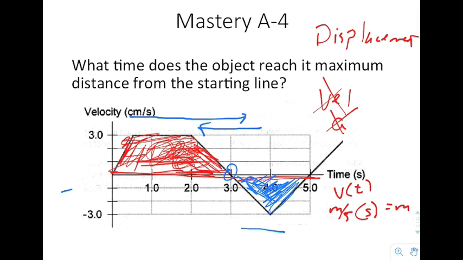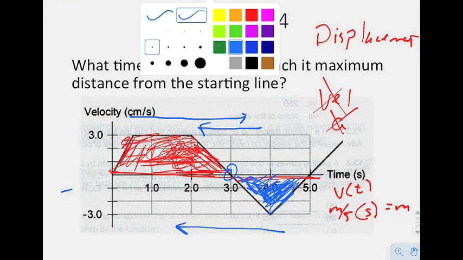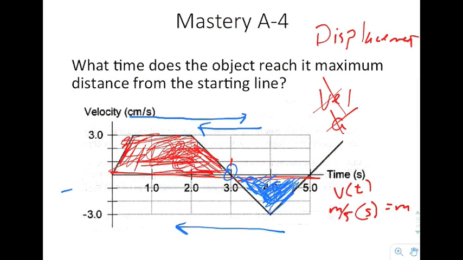Remember, negative velocity indicates a change in direction back to where you came from. So because of that, this area below the x-axis is actually reducing the distance you are from the starting line. So if you were trying to figure out where you're at the maximum distance, that's actually right here at 3 seconds.